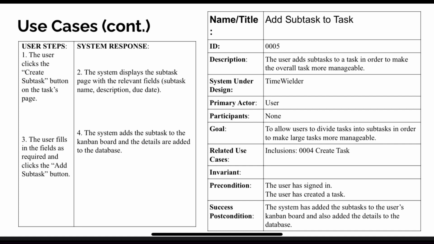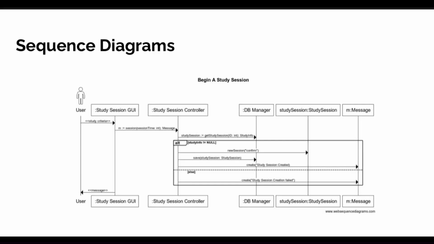And the steps are as follows. The user clicks the Create Subtask button on the tasks page. The system displays the subtask page with the relevant fields. The user fills in the fields as required and clicks the Add Subtask button. And the system adds the subtask to the Kanban board, and the details are added to the database. And again, this has not been implemented in the current version of the application, but is to be implemented in the future.